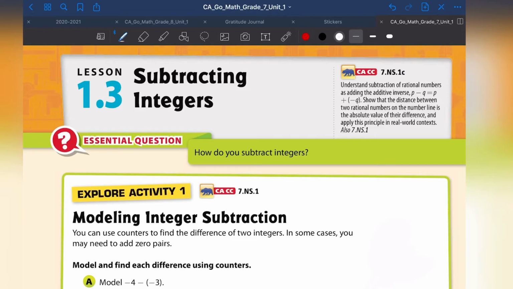Good morning. Now we are going to do lesson 1.3, subtracting integers. Our essential question is, how do you subtract integers? We are going to learn how to do it in 3 different ways. The first one is by using counters, by using a number line, and by adding the opposite.